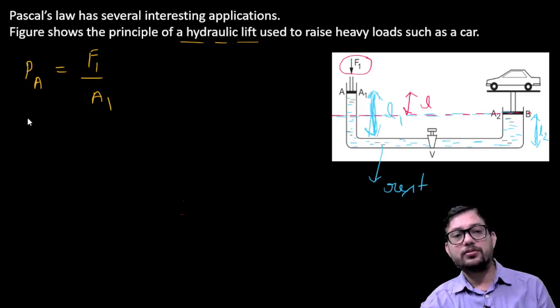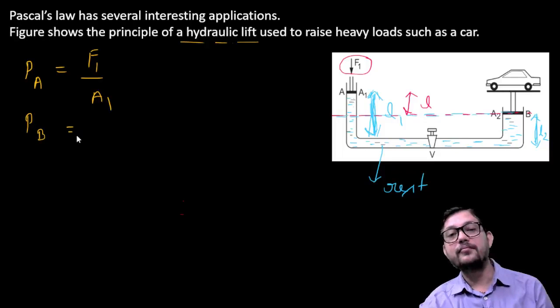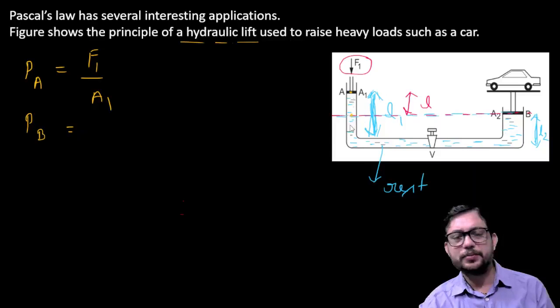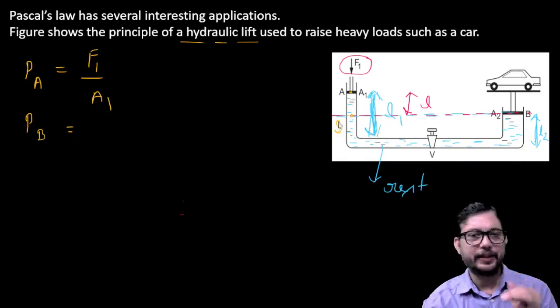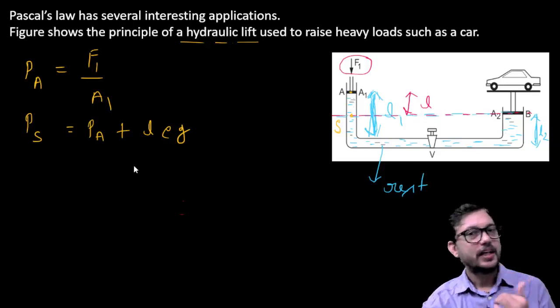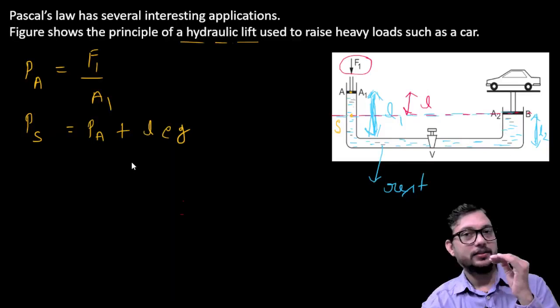if we talk about the pressure at point B, let this one be point A, and this be point B, and this be point S. So if we take the point S, the pressure at point S will be equal to the pressure at point A, plus we have L rho G. I hope that this point is quite easy to understand.